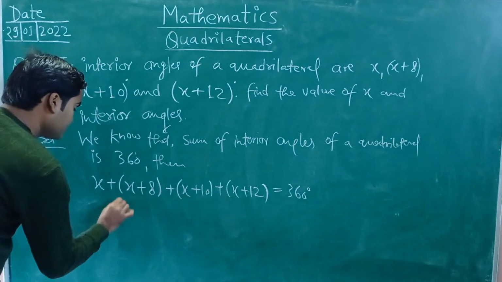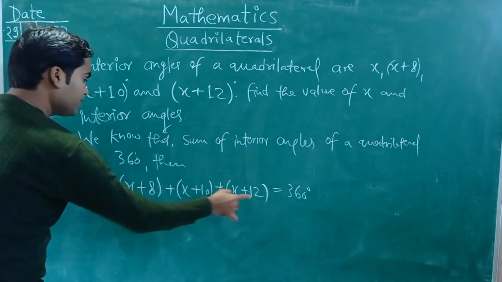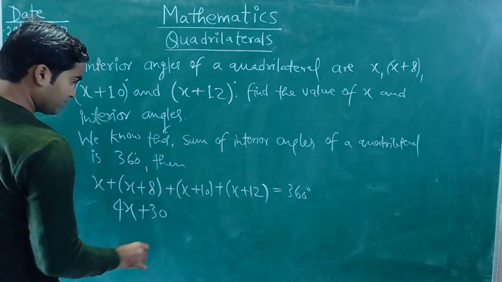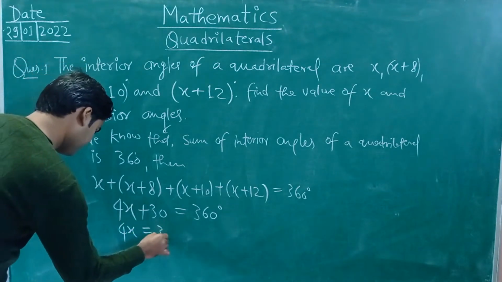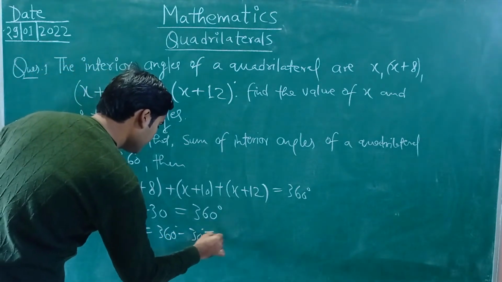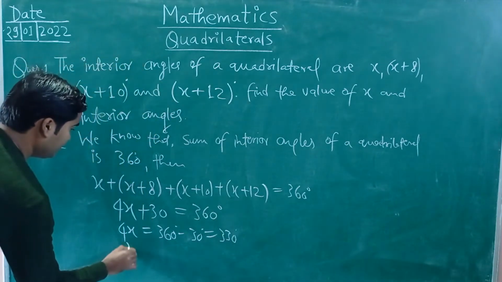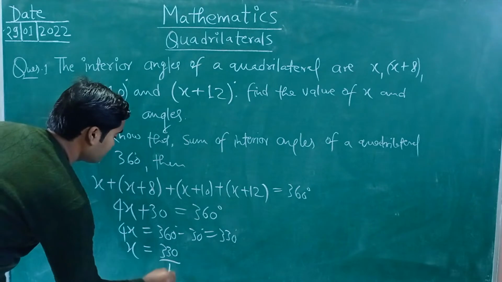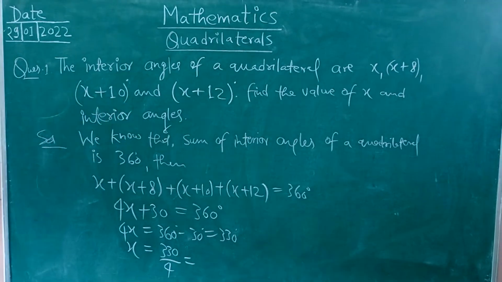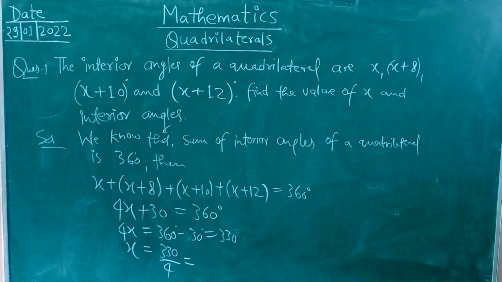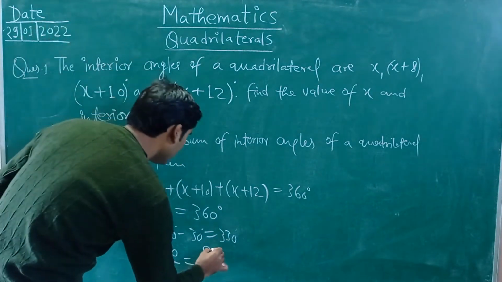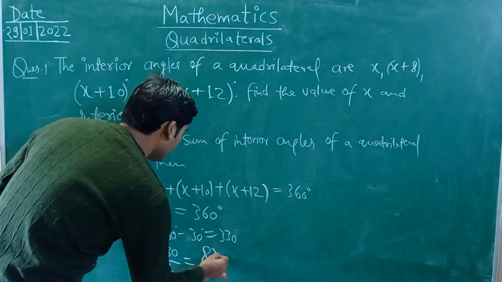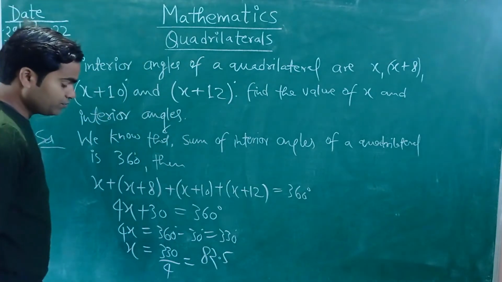x and x makes 4x, 10, 8 and 12 makes 30. 4x plus 30 is equal to 360. 4x is equal to 360 minus 30, that is 330 degrees. x will be 330 upon 4. So 330 upon 4 is equal to 82.5 degrees.